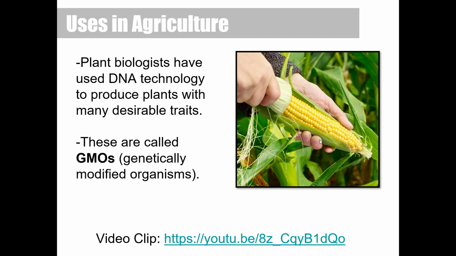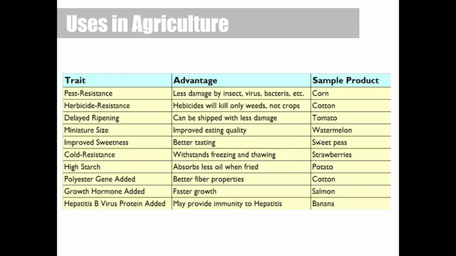Plant biologists have used DNA technology to produce plants with many desirable traits, and we call these organisms GMOs, genetically modified organisms. There's a lot of debate that surrounds GMOs, but my guess is if you go to your local grocery store, most of the produce that is in the produce section is a product of GMOs. One of my favorite GMO products at the current time is the cotton candy flavored grapes. If you've not tried those, they are delicious. They are GMO, so somebody has essentially figured out a way to create grapes that taste like cotton candy.